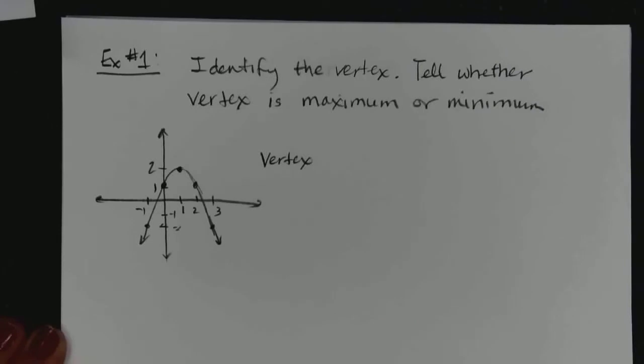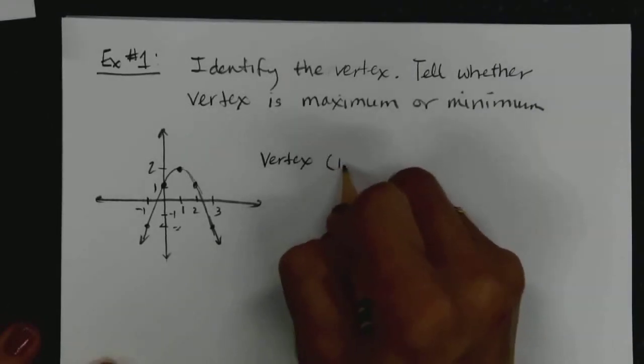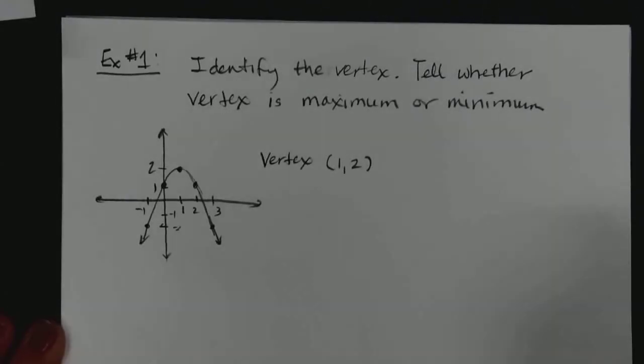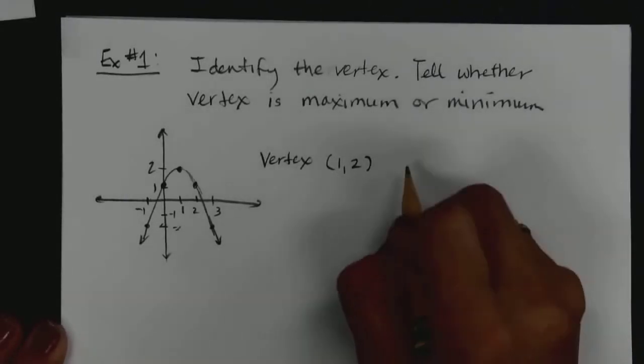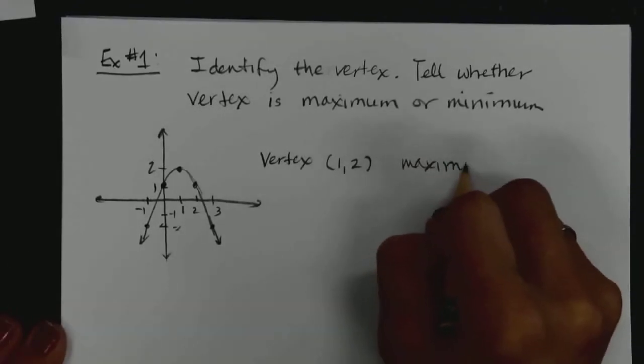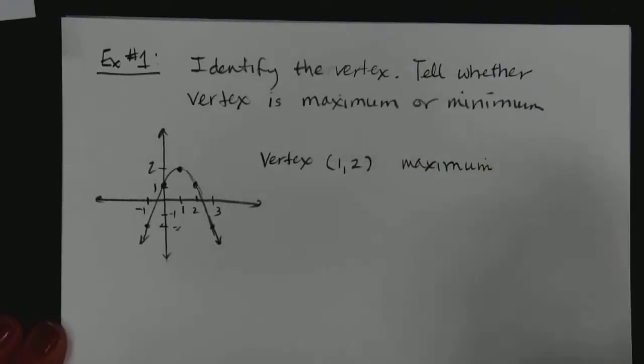Where's the vertex? 1, 2. And is this vertex a maximum or a minimum? Maximum. And that's what you're going to be doing today. That's it. So if this question looks like this, that's all you're doing. This is going to be given.